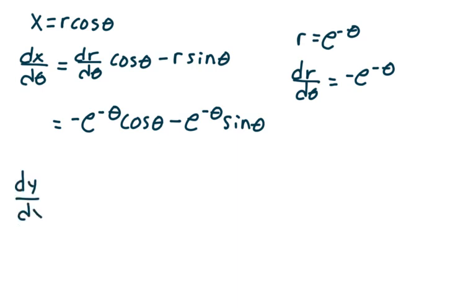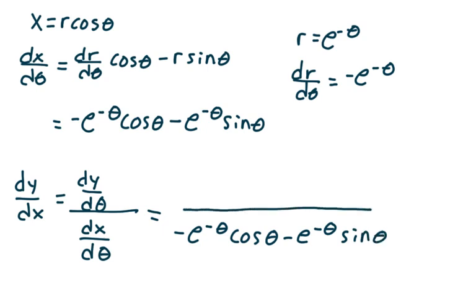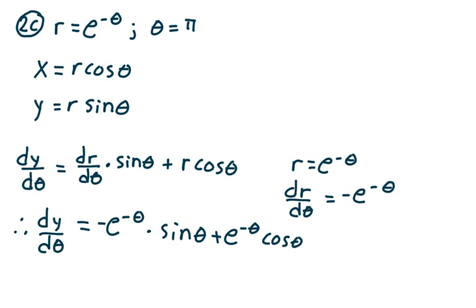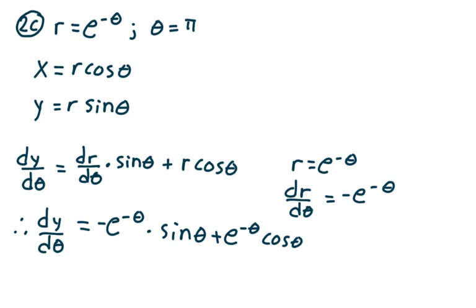So dy/dx is, excuse me, we're going to do dy/d theta this time, right? Divided by dx/d theta. Now, we can do dx/d theta, right? That's going to be negative e to the negative theta cosine theta minus e to the negative theta sine theta, okay? Now, the top is going to look like negative e to the negative theta sine theta, plus, and then I get e to the negative theta cosine theta.